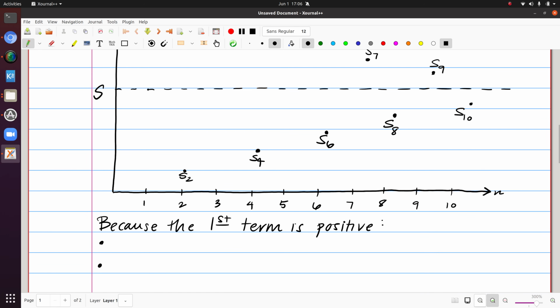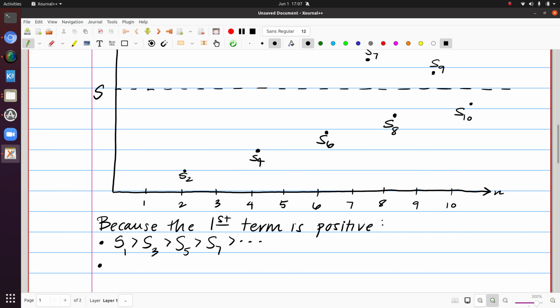Because the first term is positive, we can say here, as we see in this picture, that the odd indexed partial sums are getting smaller as you increase the number of terms you're adding together.